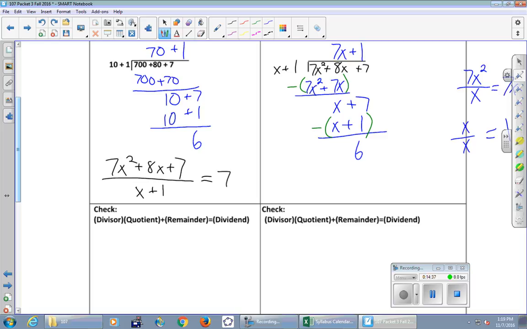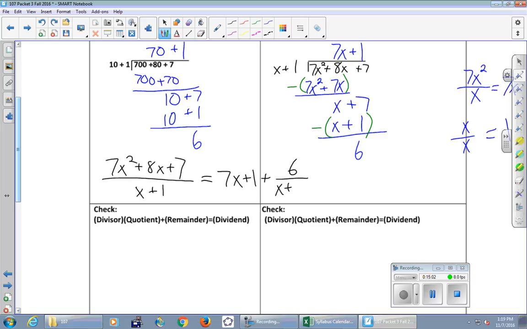7x plus 1, that was the quotient. That's what we got. It didn't go in evenly, but that's the whole number part. That's how many times x plus 1 went into the thing on top. Plus, what was the remainder? 6. But it's not just a plain old 6. It's 6 out of something. 6 out of what? X plus 1. It's 6 out of that guy in the front.